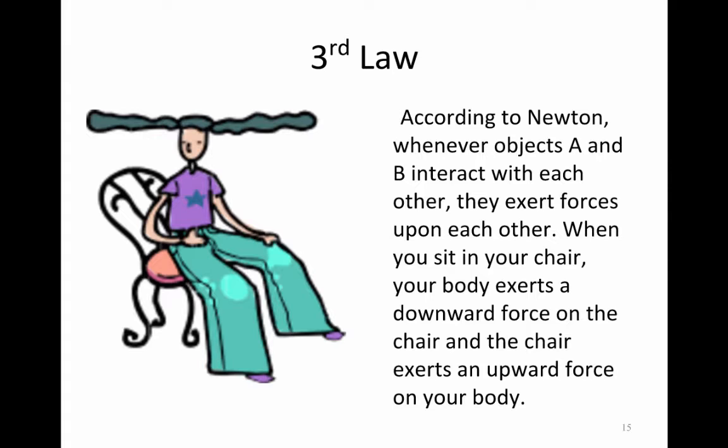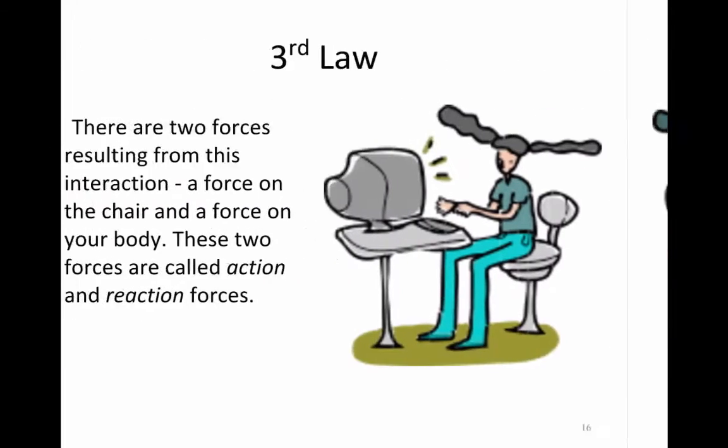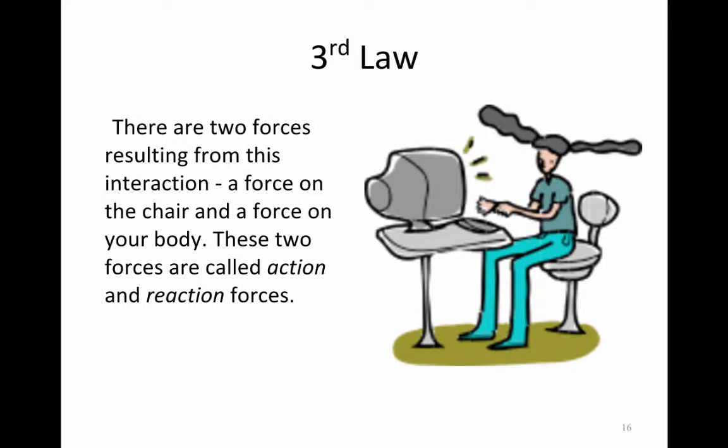According to Newton, whenever objects A and B interact with each other, they exert forces upon each other. When you sit in your chair, your body exerts a downward force on the chair, and the chair exerts an upward force on your body. That is an action-reaction pair. There are two forces resulting from this interaction, a force on the chair and a force on your body. These two forces are called action and reaction forces.